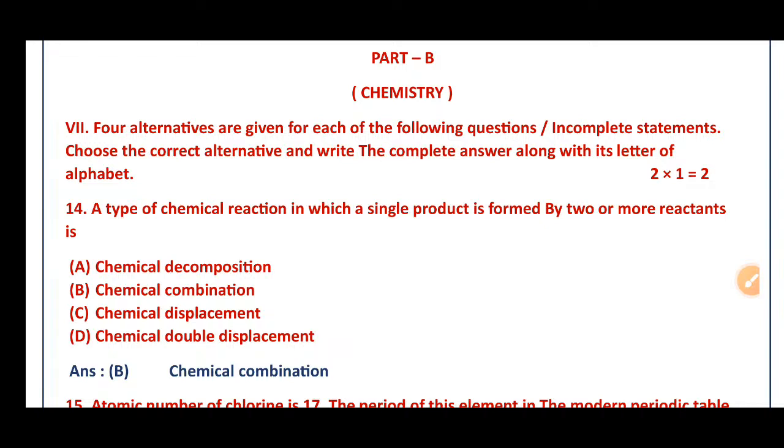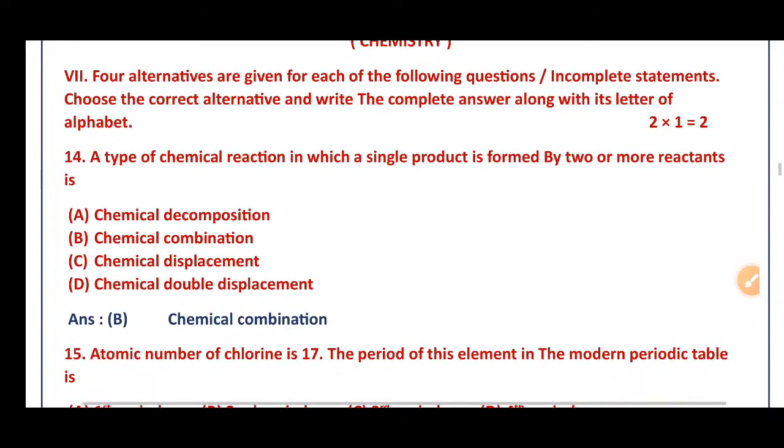Today we are going to discuss the 2023-24 science model question paper key answers. We already discussed the physics part. Now we are going to discuss part B, that's chemistry. First of all, two multiple choice questions are there that we have to discuss.